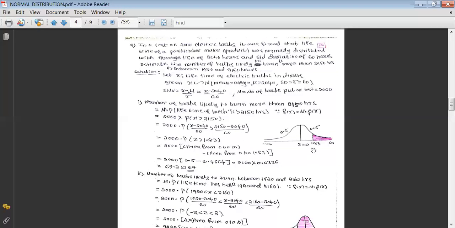This 2000 as it is. Now, in order to get this area, we can say it is the right half, that is the area from 0 to infinity, minus the area from 0 to 1.83. The area from 0 to infinity means the right half, because the total is 1, the right half covers 0.5 and the left half covers 0.5. That is why we can take the right half as 0.5. Then the area from 0 to 1.83.